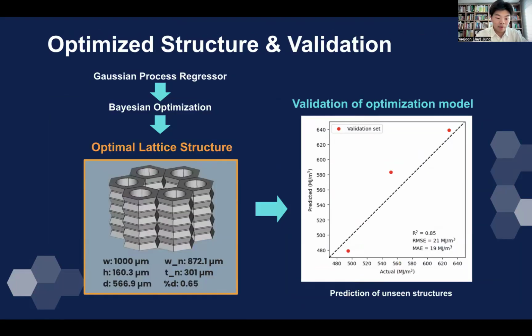Here is a diagram of my optimal lattice structure. And on the right is a validation of my optimized model. I introduced three unseen variables to the machine learning algorithm, and it produced a R-square value of 0.85. This signifies that my algorithm, machine learning-based approach, and my final structure are all really accurate from this data.